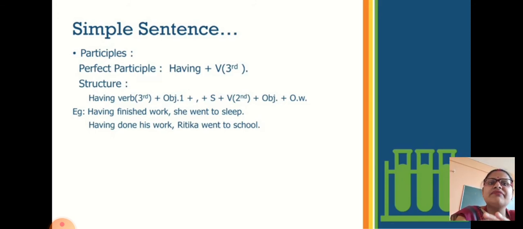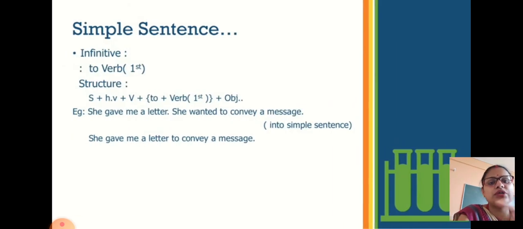For example, having finished work, she went to sleep. Having done his work, Ritika went to sleep. These are your examples, and these are the done examples. The question can be anything like: I have finished work, she finished the work and she went to sleep. So what we have changed: having finished work, she went to sleep. Having done his homework, Ritika went to school. So these are the examples of your participle. Some more examples are given in your book also. You just go through that, and your doubts will be clearer.